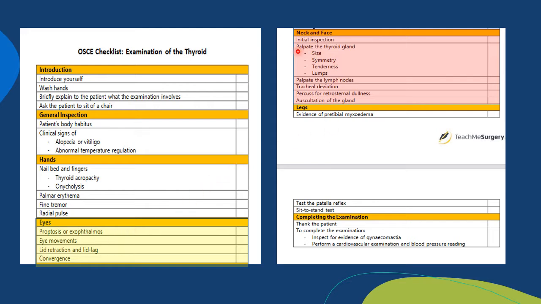Okay, then palpate the thyroid. In examination, palpate the neck. Look for the thyroid gland size, symmetry, tenderness, and other lumps. Palpate for lymph nodes, tracheal deviation, percussion for retrosternal dullness, and auscultation of the gland, and the legs for evidence of pretibial myxedema. Patellar reflex and sit to stand test for myopathy. Thank the patient and close and complete the examination, inspect for evidence of gynecomastia, perform a cardiovascular examination and blood pressure readings.